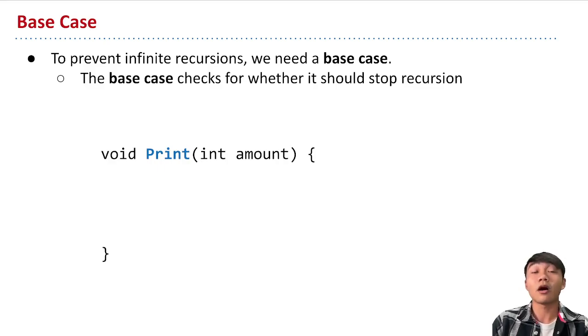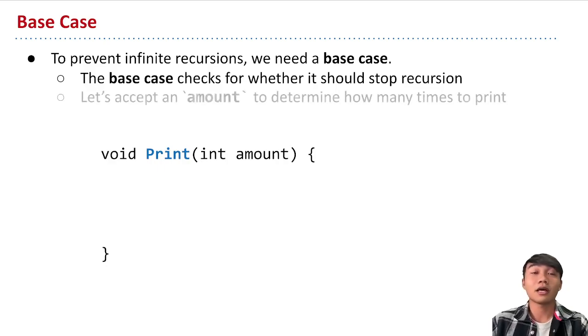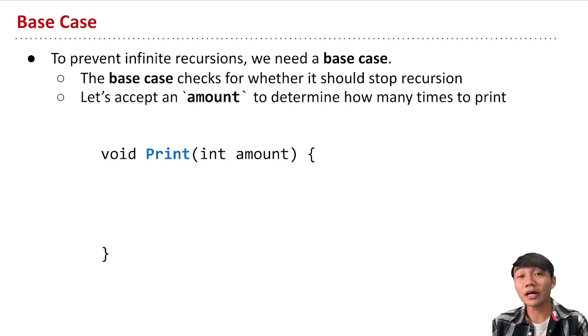So we need to specify some kind of condition that tells the program when it should stop calling itself. We can modify the print function here to accept an input amount, and we'll use that to tell the program how many times we want it to print out to the console. Let's assume that this amount is a non-negative integer. So if we pass in 10, we'd want it to print out to the console 10 times.